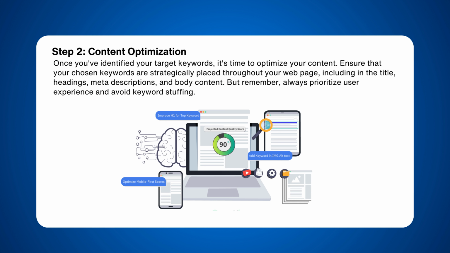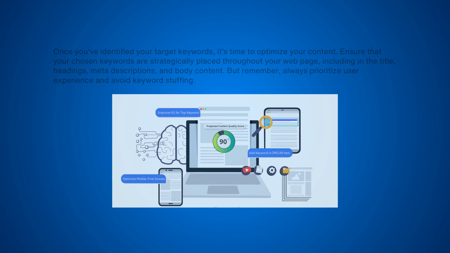Step 2. Content optimization. Once you have identified your target keywords, it's time to optimize your content. Ensure that your chosen keywords are strategically placed throughout your web page, including in the title, headings, meta description, and body content. But remember, always prioritize user experience and avoid keyword stuffing.